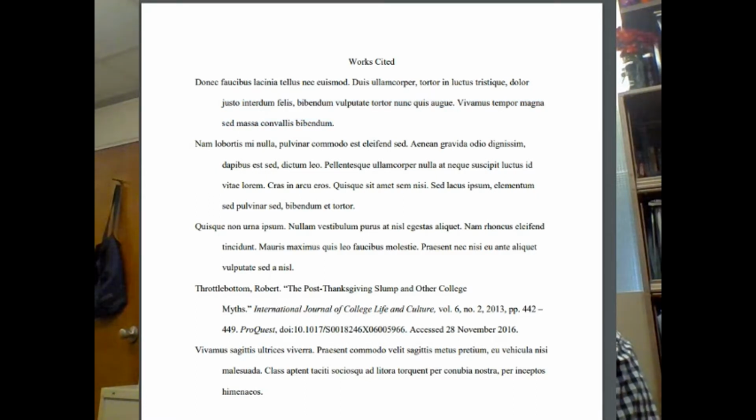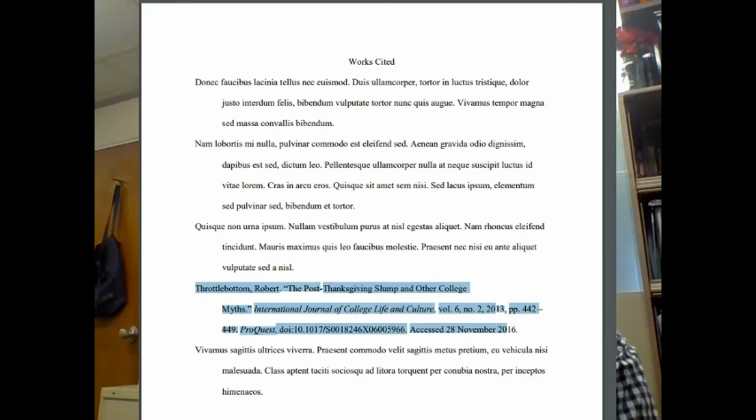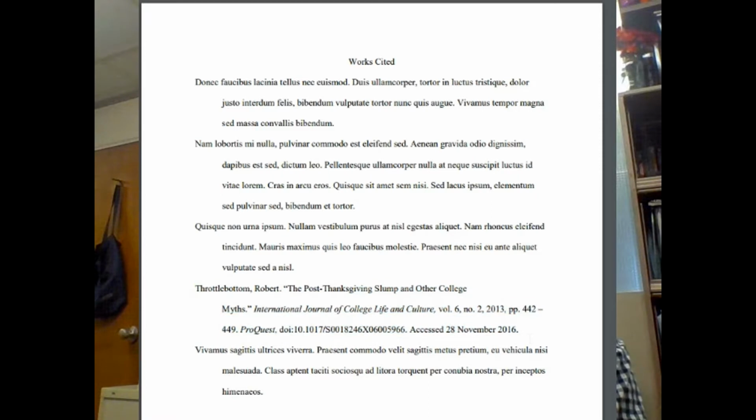The second citation up from the bottom corresponds to the one we just looked at. Again, it's our fictional article by Robert Throttlebottom. Please note that it's formatted the way that all other citations are. It's double-spaced like everything else, and all the information is the same here as we noted before, right? Again, just make sure with your works cited page that it's in alphabetical ordering, and it's also in hanging indentation, and all that's just to make it easier on the reader to find what they're looking for.